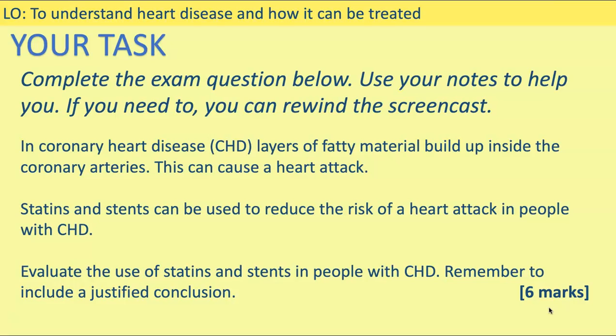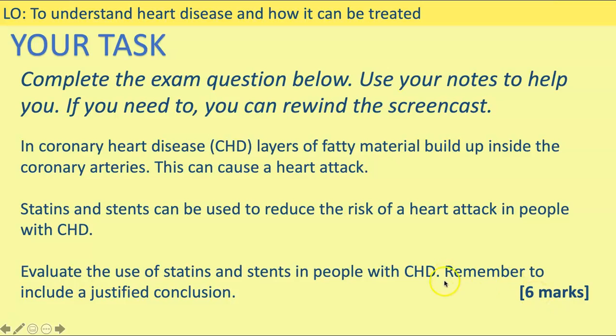Your task now is to complete the exam question below. You can use your notes to help you if you've made some, and if you need to, you can rewind the screencast for help. In coronary heart disease, layers of fatty material build up inside the coronary arteries. This can cause a heart attack. Statins and stents can be used to reduce the risk of a heart attack in people with coronary heart disease. Evaluate the use of stents and statins in people with coronary heart disease. Remember to include a justified conclusion.